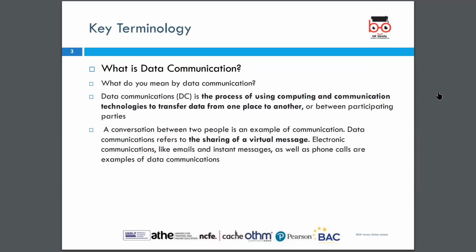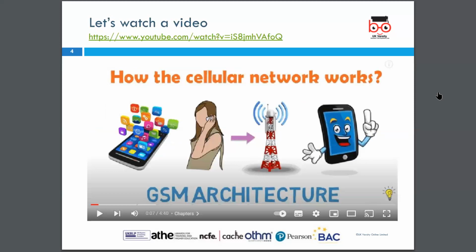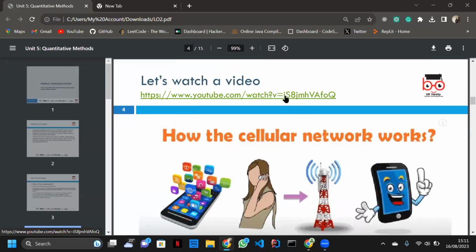So we already gave an introduction, a definition of mobile communication yesterday, where we simply explained that it is basically the process of using computing and communication technology to transfer data from one point to another. And we looked into a video which explained to us the logic behind how this can be done wirelessly. So I do have another video which I want to share with you, and it gives us more insight into the technology behind these devices.